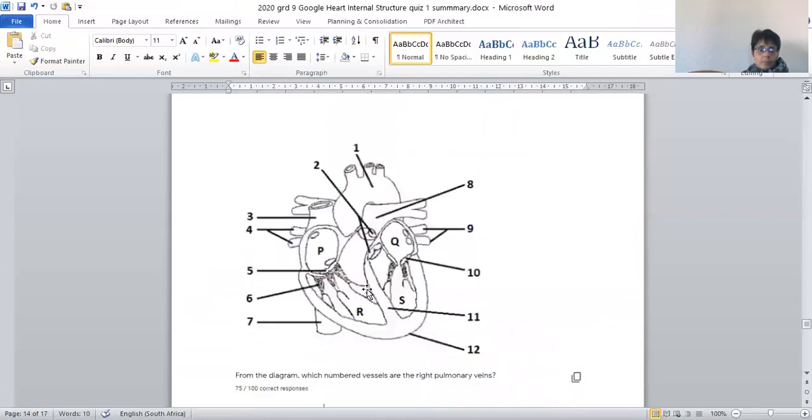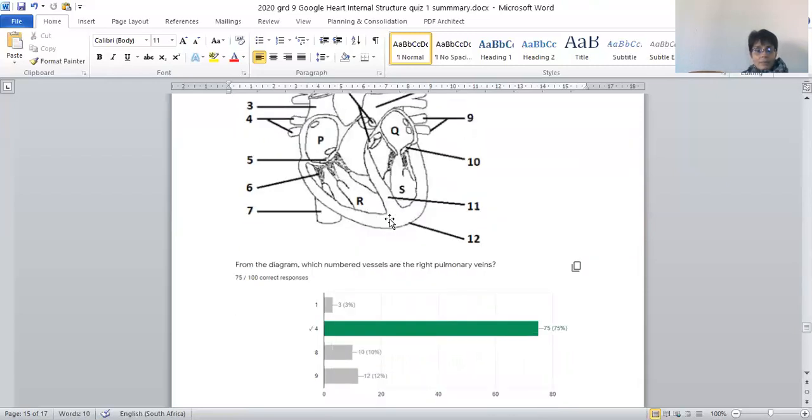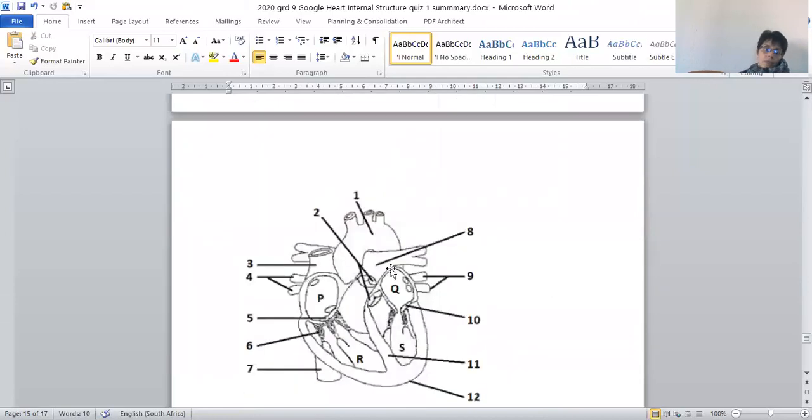Next one. From the diagram, which numbered vessels are the right pulmonary veins? Right pulmonary. From the lungs, pulmonary. Right, from the right lung. Oh, hang on. It's this one there. I nearly said there, but that's the pulmonary artery. I nearly got confused. It's number 4. And then they open into the left atrium, but at the back. Remember that diagram?